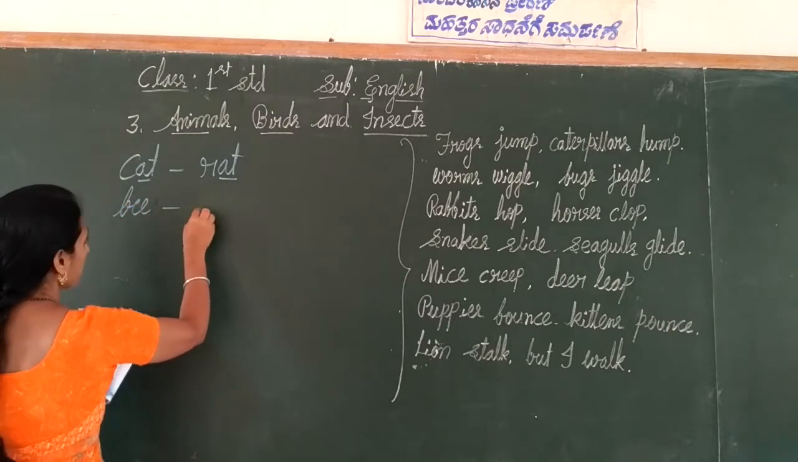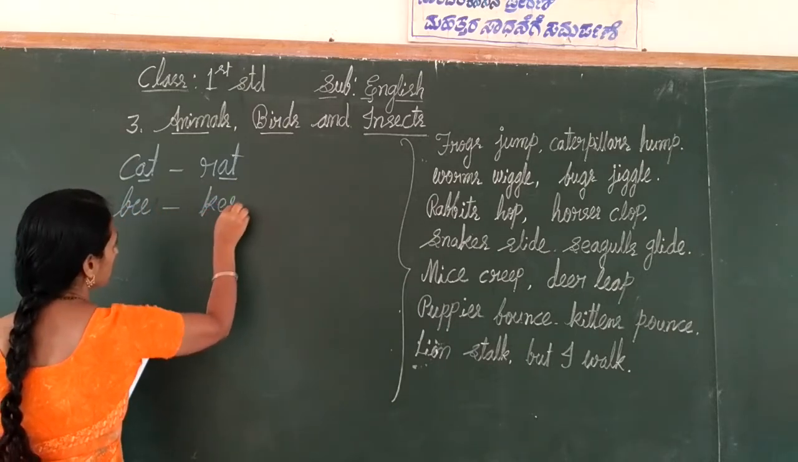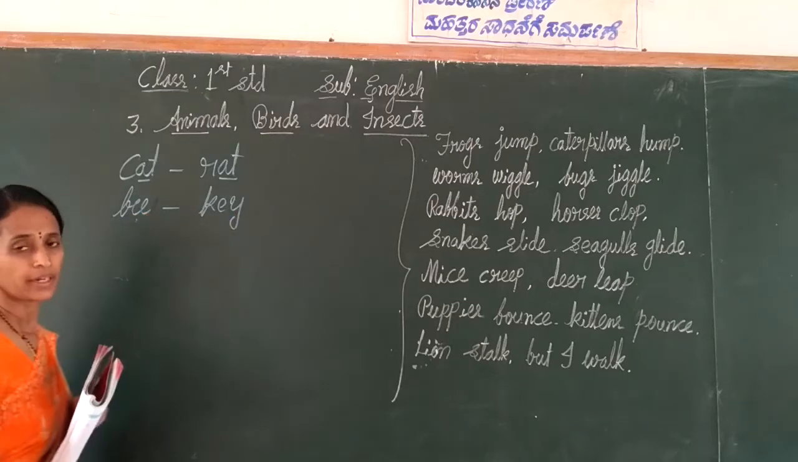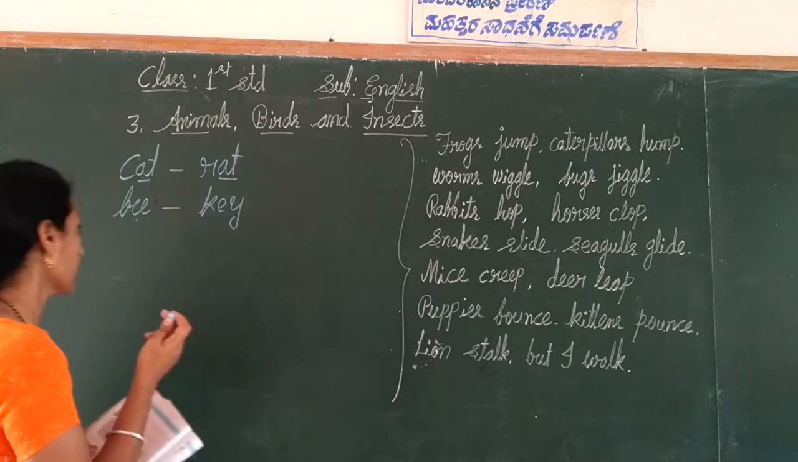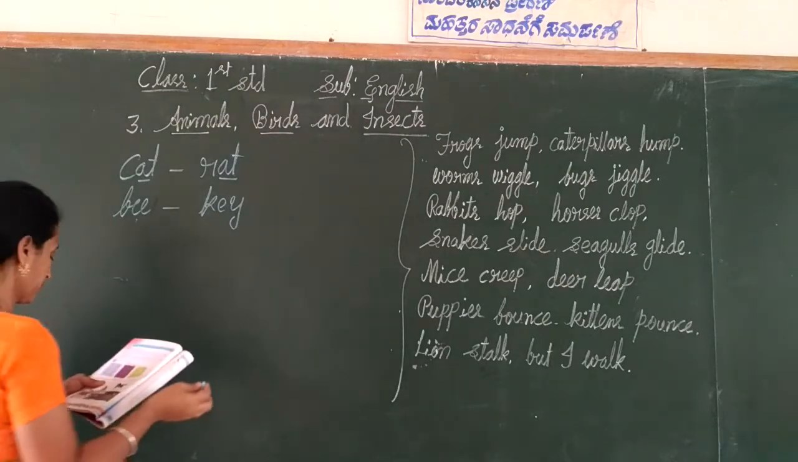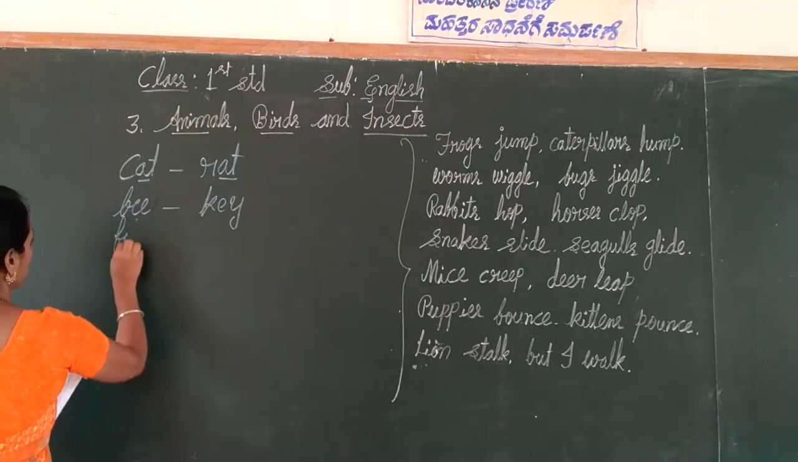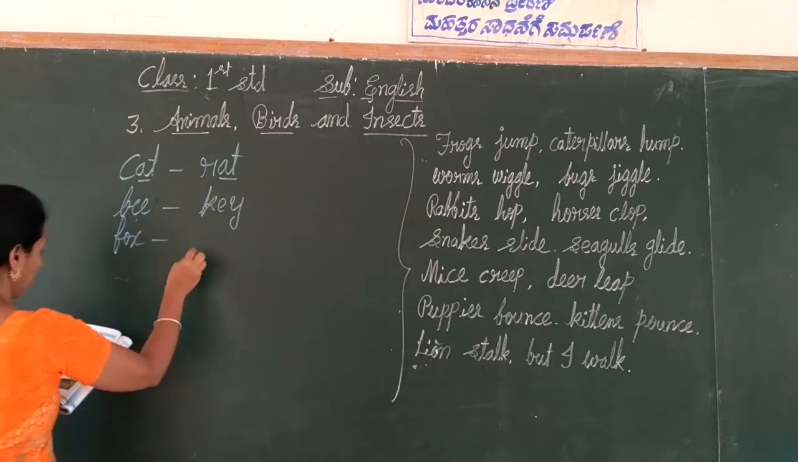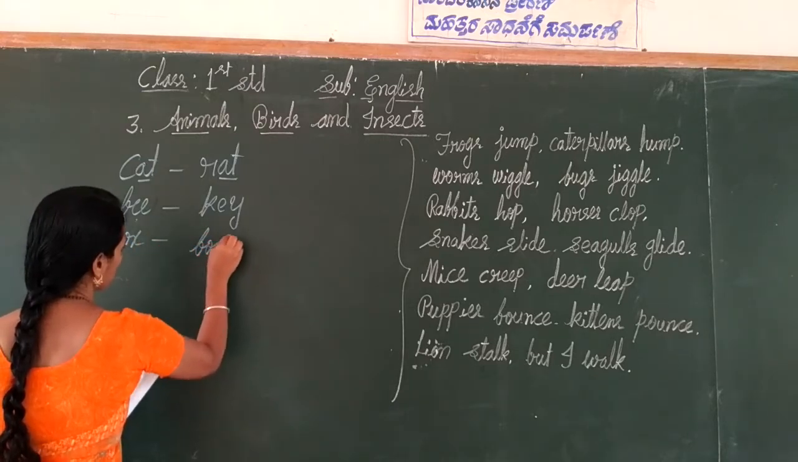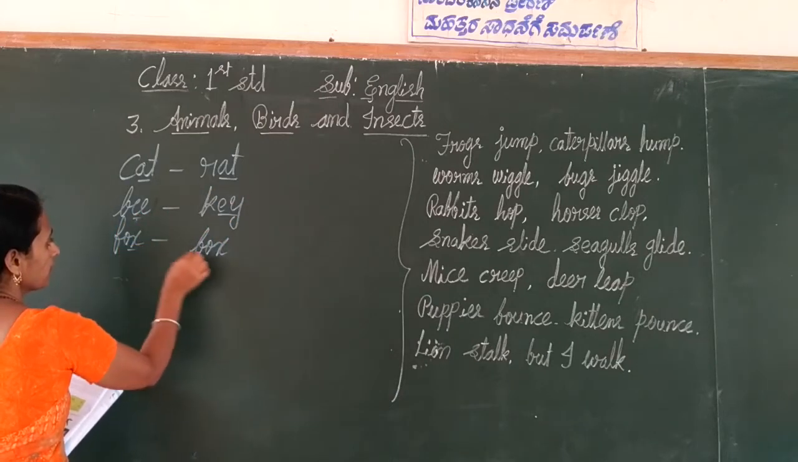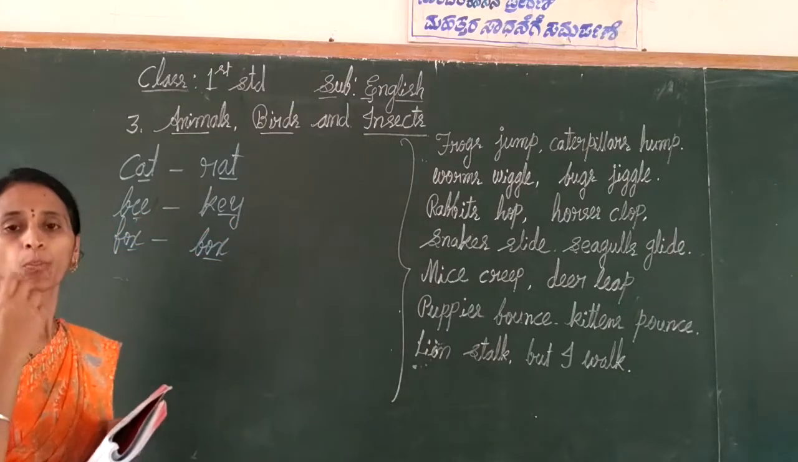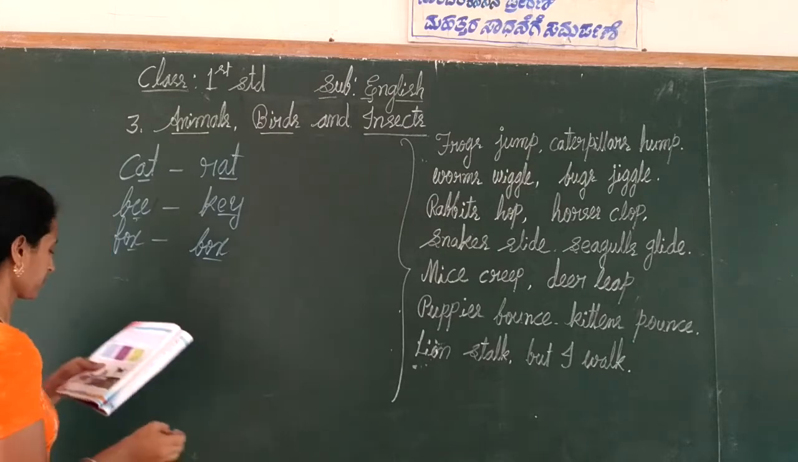Bee, key. This one is not letters, but phonic drills. Same phonic drills. Bee, key. Fox, box. Observe here, students. The last part is the same, and the phonic drills are also the same.